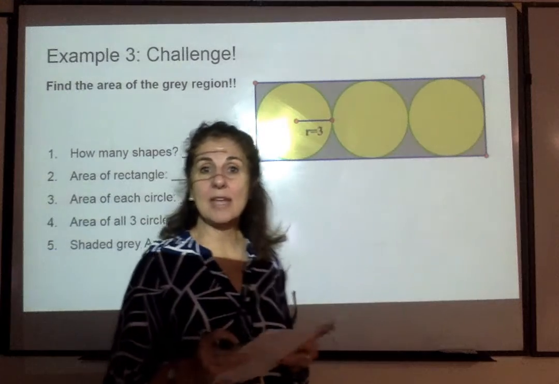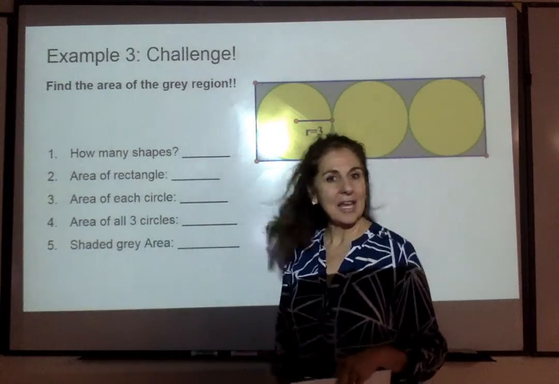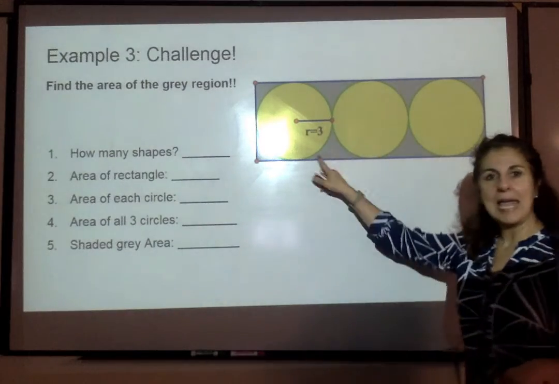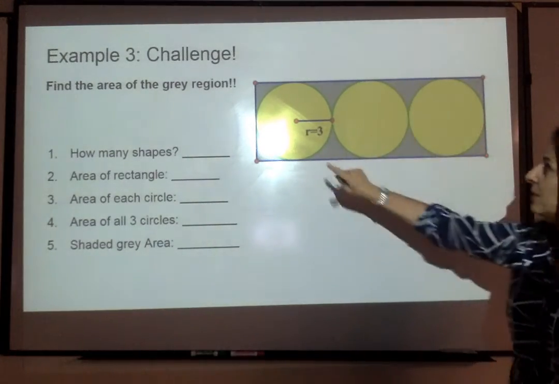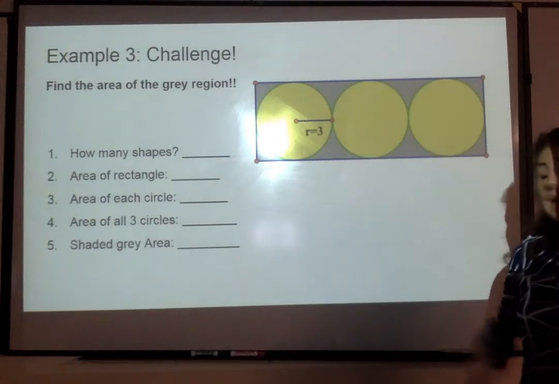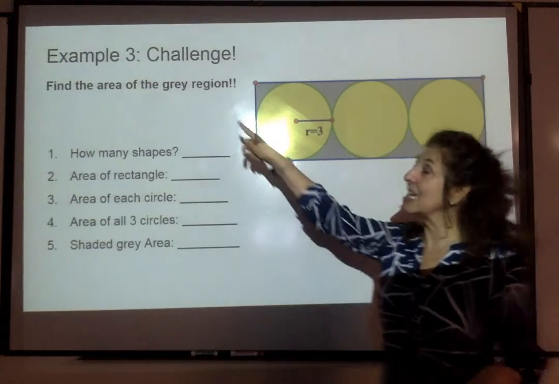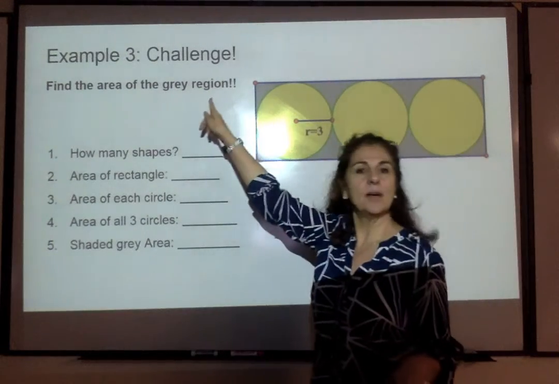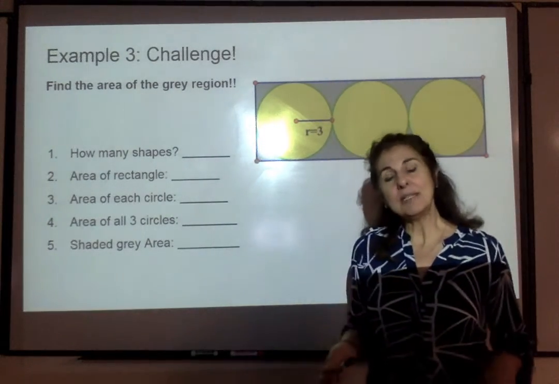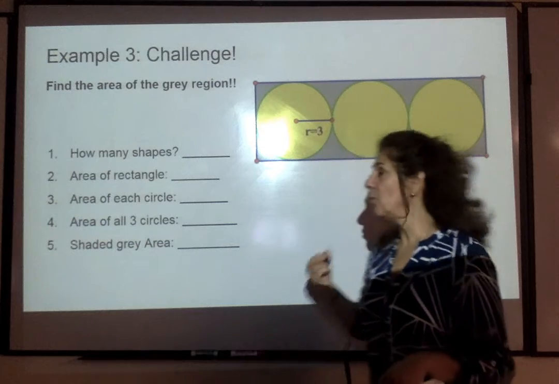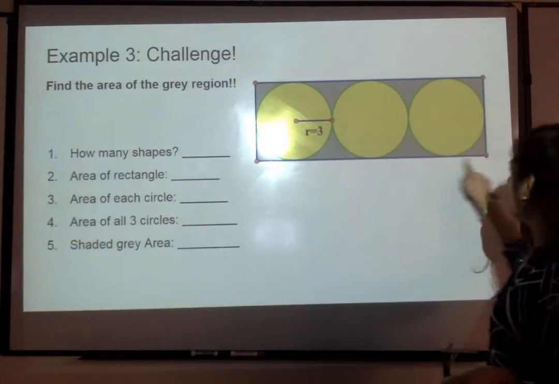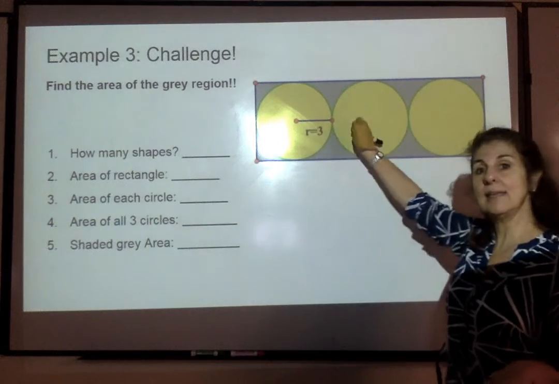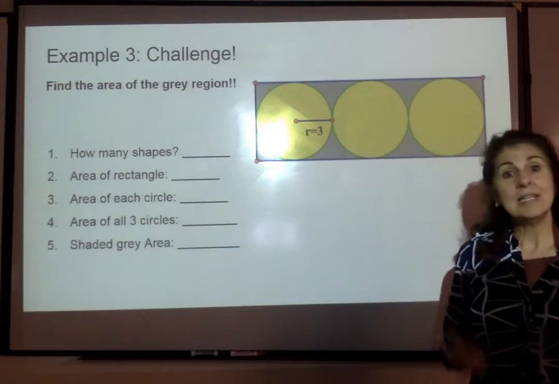So I am giving you now the challenge. The challenge is this shape over here, a big rectangle with 3 circles inside. And what I want to know is the gray region. I don't want to know the circles. I want to know the gray region. So just like we did with the other ones, we are going to find the area of the rectangle, and then we're going to take away the area of the 3 circles.